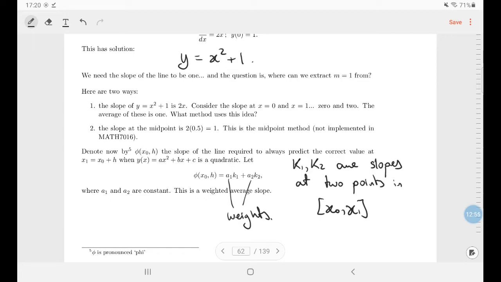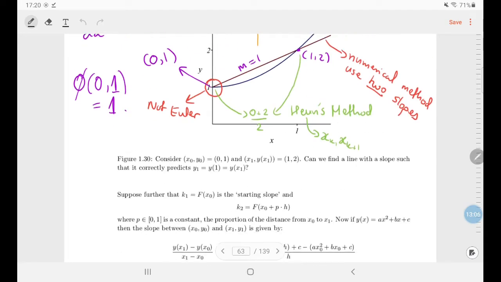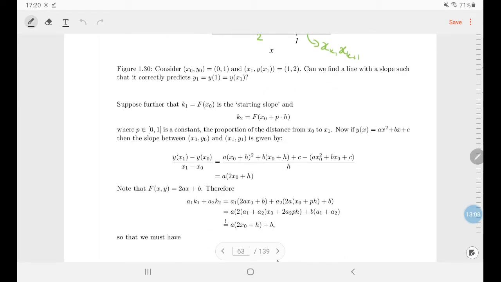And the midpoint, well, you could argue the midpoint differently. You could say you take the midpoint and some other point, and the weights are 1 and 0. That probably makes more sense. So suppose that K1 is the starting slope. You don't have to do this, but this is an option. So this is the slope at x0. We're going to analyze it this way, and let K2 be the other slope.